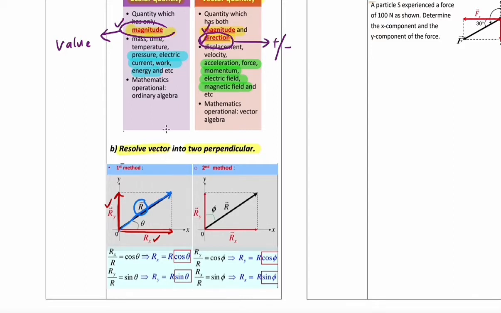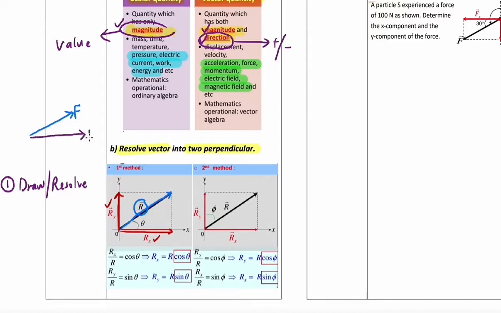To help you remember better, I've come up with 3 steps that you need to do. The first step is you need to draw the resolving vector, draw or resolve the vector. For example, I will draw here. This is our vector, I put it as F. So your first step, you should be able to draw.